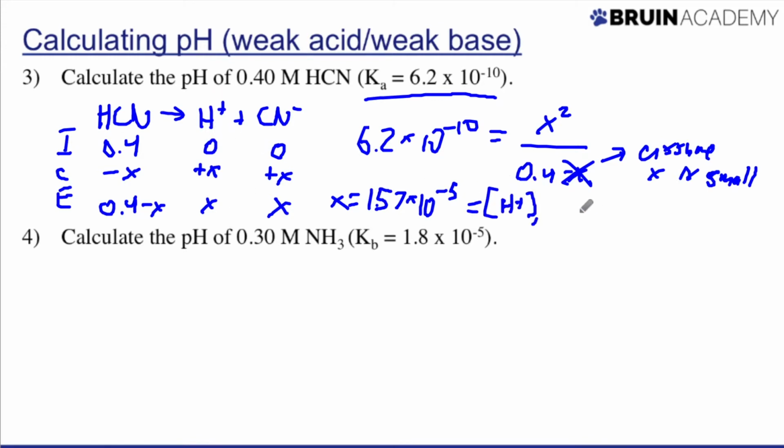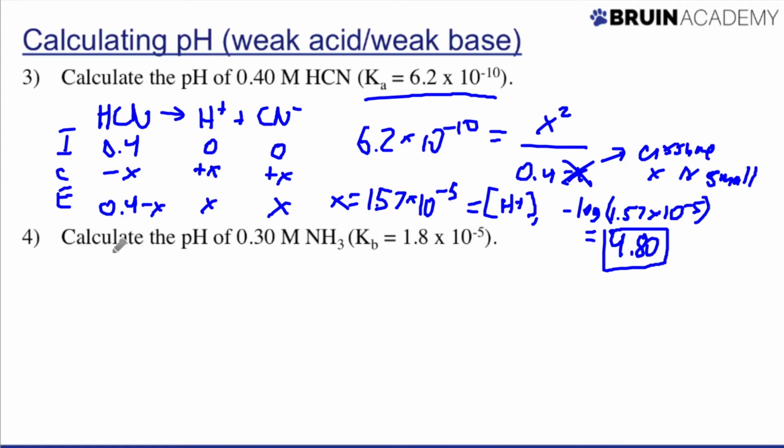And so if I take the minus log of 1.57 times 10 to the negative 5, I get my pH, which here turns out to be 4.8, which is actually what we would expect because it's an acid, but not as strong as before, right? Remember, that's a weaker acid, so the pH is a bit closer to 7.